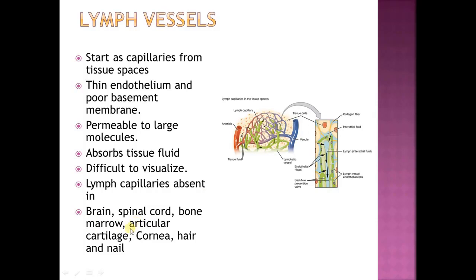Now we know very well articular cartilage is avascular. In the same way, cornea, hair and nail are also avascular. There are no blood vessels. They receive their nutrition only through diffusion. So when there are no blood vessels, definitely there is no question of lymphatic capillaries or nodes or lymphatic vessels existing there. So these are some of the places where the lymphatics are absent.